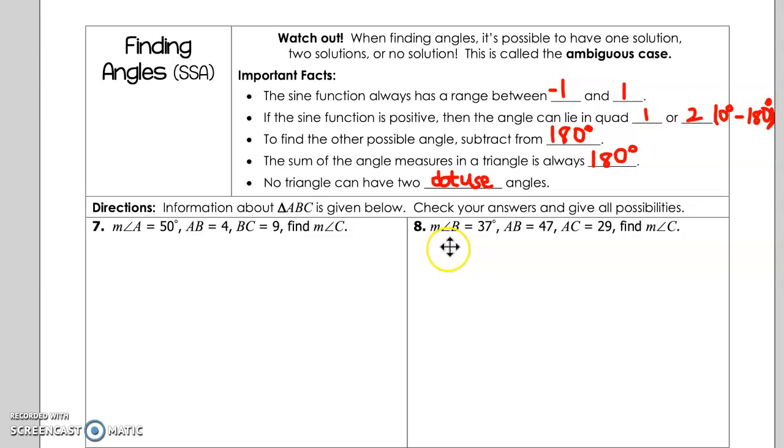These are more practice problems of setting up triangles and using law of sines with them. For each of these, I would make sure that you set up a triangle ABC and then fill in the missing information. I would label angle B as 37, for example, here in number 8.